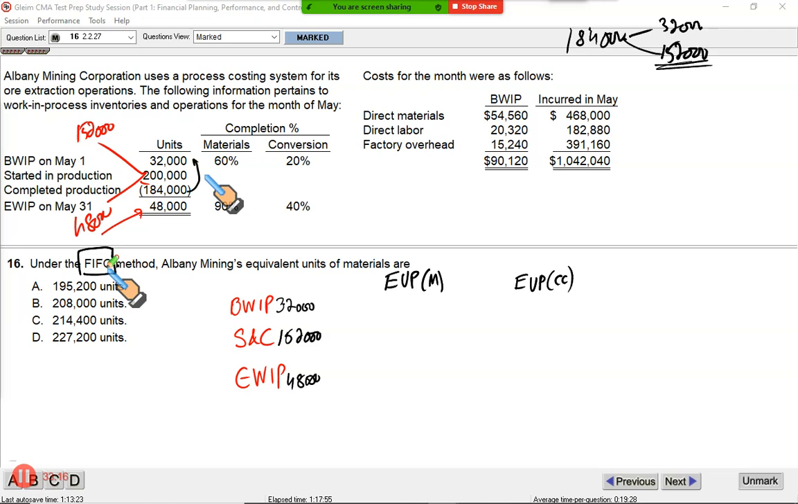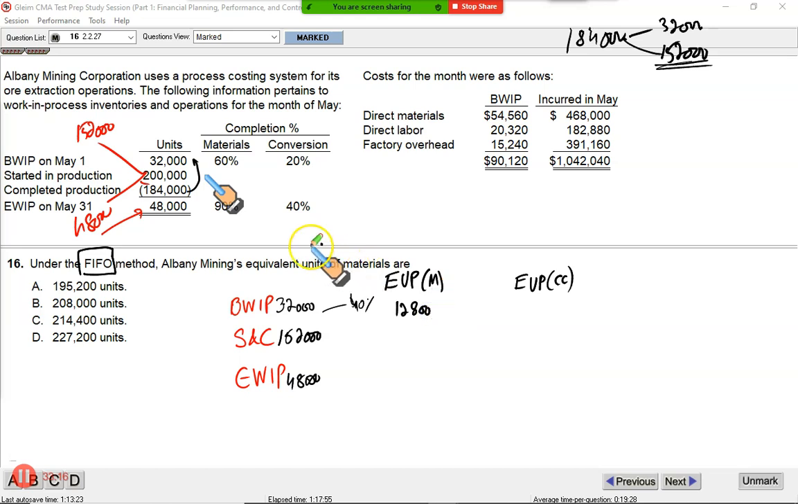Now, gentlemen, listen to me very carefully. There were 32,000 units in the beginning work in process. They were already 60% complete in the previous period. How much was done during the current period? 40%. So I'm going to take 40% of 32,000, which is 12,800. This is the current EUPs for material under FIFO.